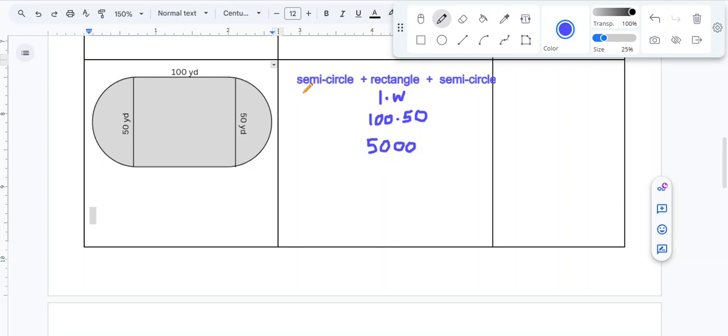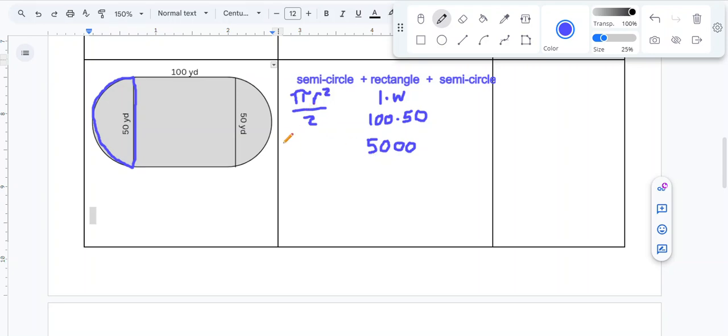Area of a circle is pi times the radius squared, right? But I don't want to know a circle. I want to know a half circle, or a semicircle, because it's not a full circle here. It's half a circle, right? So I want to find the area of a circle, and then I want to divide it by 2 to cut it in half, right?